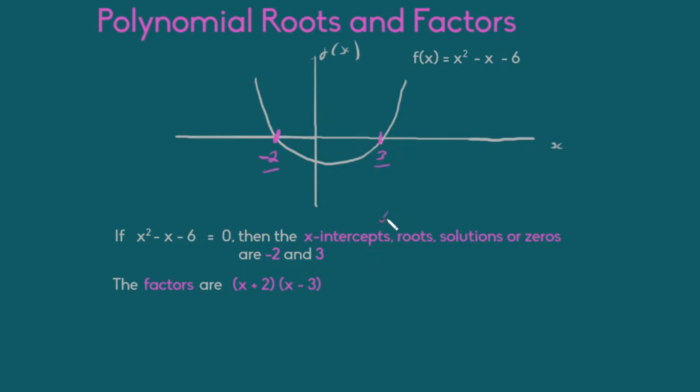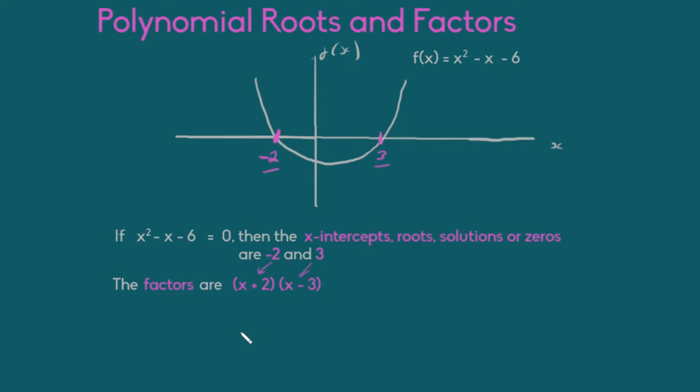Roots, zeros, solutions, and x-intercepts are basically different ways of saying the same thing. And here the solutions are -2 and 3. As we know from quadratics, that means the factors of this quadratic are x plus 2 and x minus 3. Hopefully from quadratics, we're familiar with the relationship between solutions and factors. If the solutions are -2 and 3, we change the sign for the factors, and the factors are x plus 2 and x minus 3.